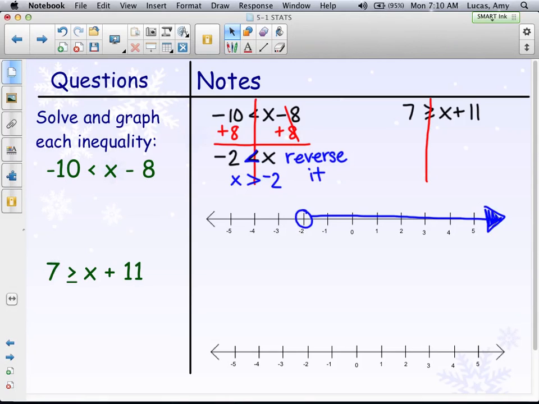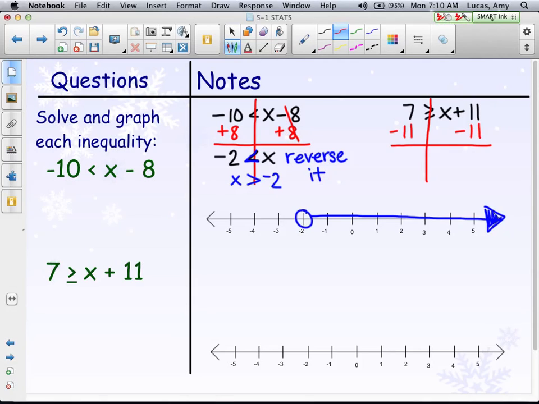My second example, I am going to subtract 11 on both sides. Bring down my x and my symbol. 7 minus 11 is -4. And now I need to reverse my inequality because the x is on the wrong side. This time, it's opened up at the -4, so I have to make sure it's still opened up at the -4.